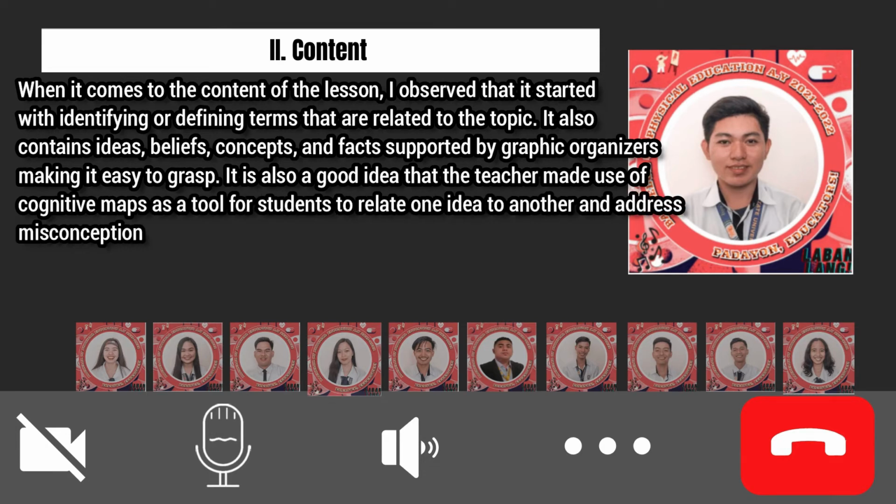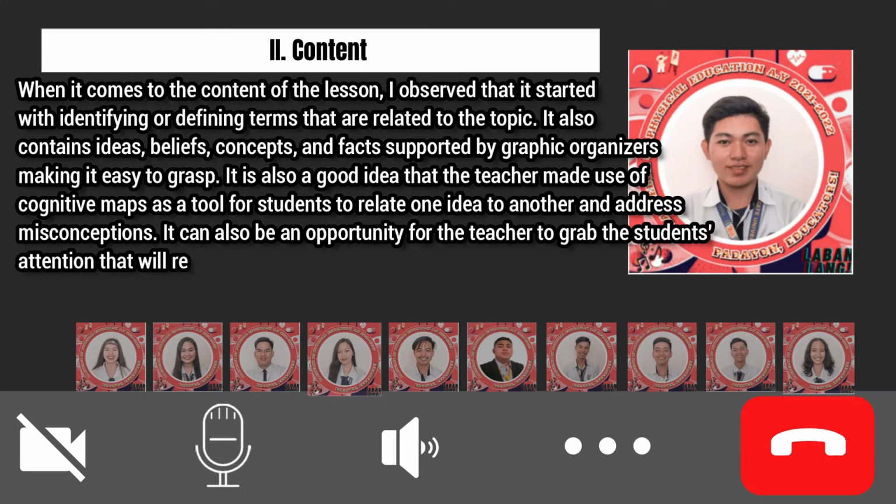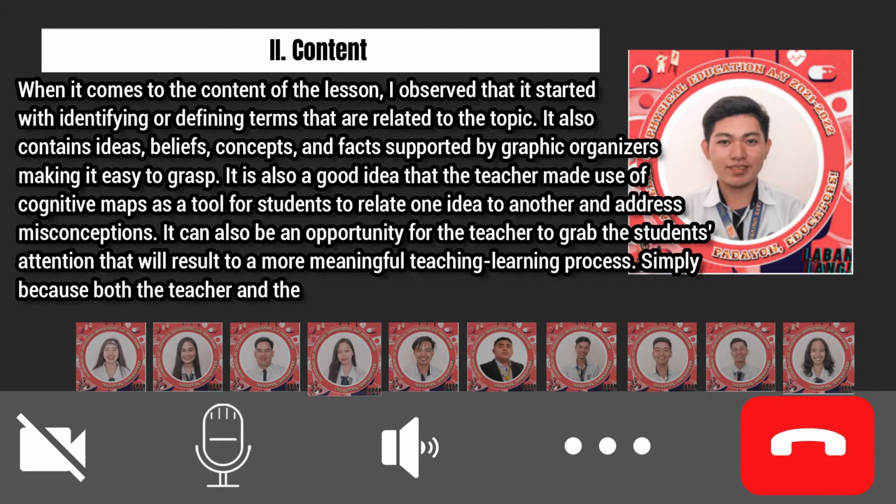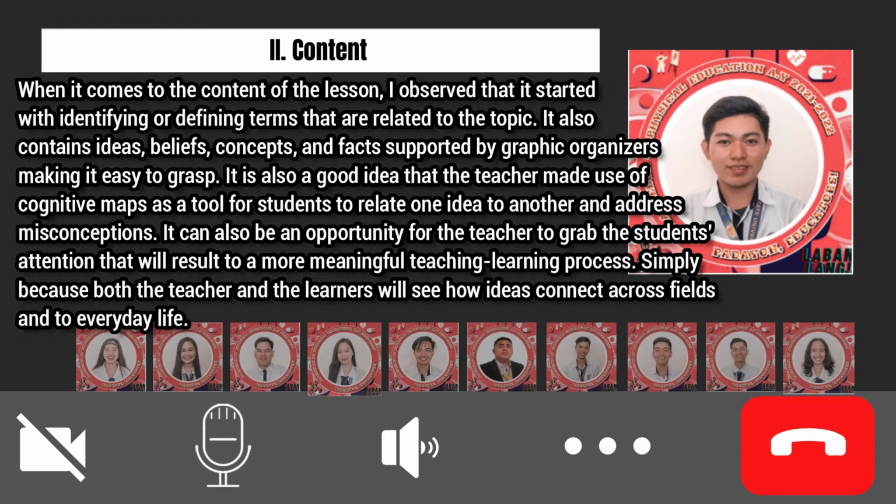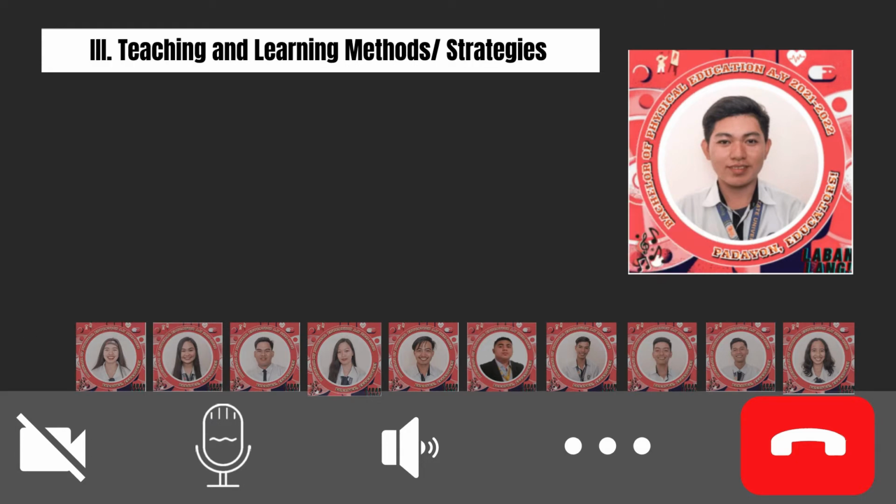It is also a good idea that the teacher made use of cognitive maps as a tool for students to relate one idea to another and address misconceptions. It can also be an opportunity for the teacher to grab the students' attention that will result to a more meaningful teaching-learning process. Simply because both the teacher and the students will see how ideas connected across fields and to everyday life. Teaching and learning methods or strategies.